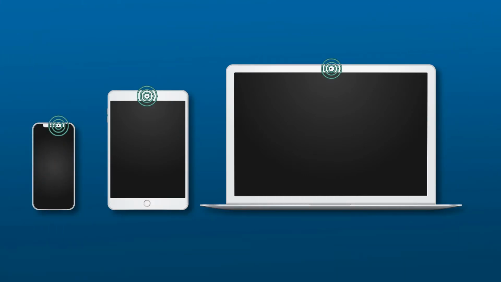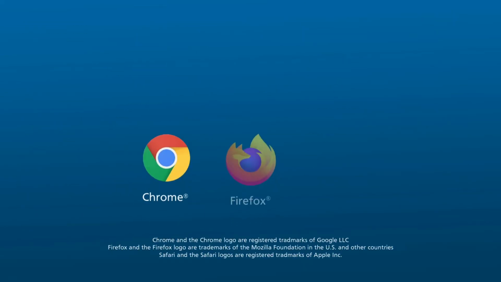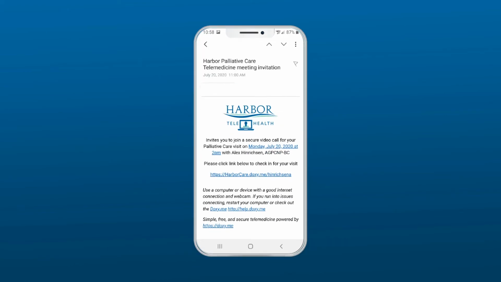You'll need access to a device with a camera, such as a smartphone, tablet, or computer. You will also need to make sure you are connected to Wi-Fi and using Chrome, Firefox, or Safari for your web browser. Before your scheduled visit, your provider will send you a personalized link.